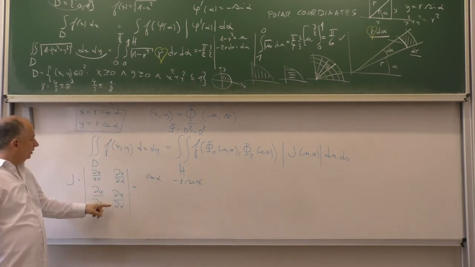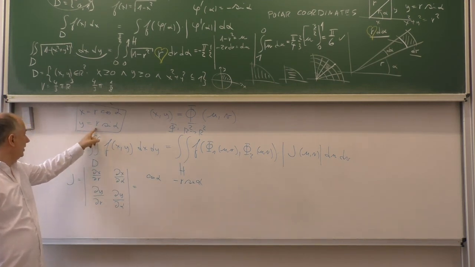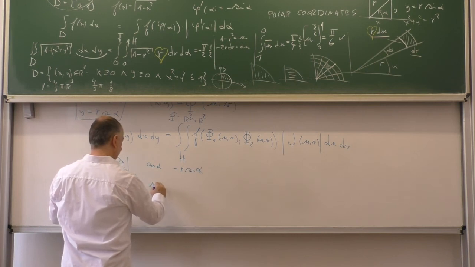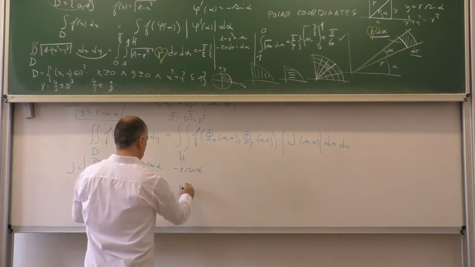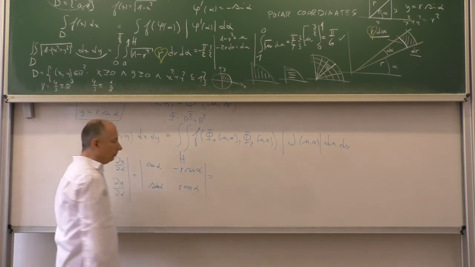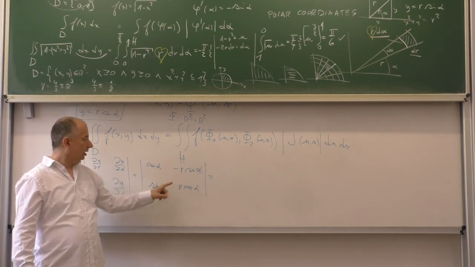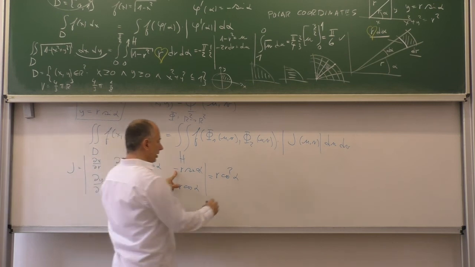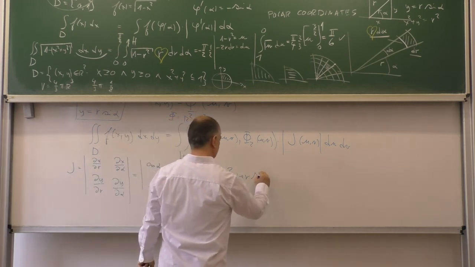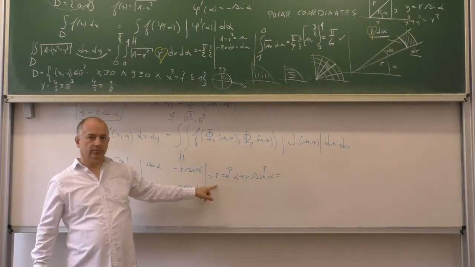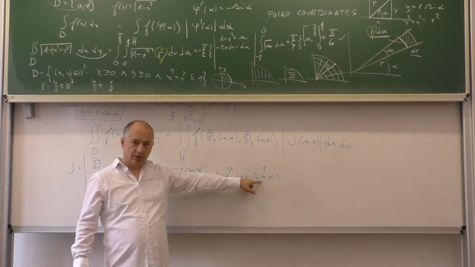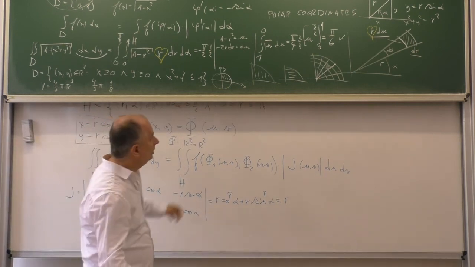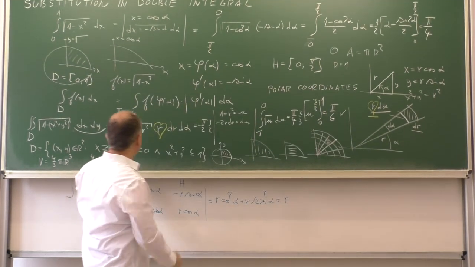And the second row contains derivatives of the second function. Y is r sine of alpha, so the partial derivative of y with respect to r is sine of alpha. And the derivative with respect to alpha is r cosine of alpha. And we take the determinant of this. Determinant of this matrix is this times this minus this times this, which is r cosine squared, minus minus, which is plus, r sine squared. We can factor out r, and what remains is r times the bracket cosine squared plus sine squared, which is 1. So, you see, this is indeed r, in perfect agreement with our picture, and this is where we multiply by r.